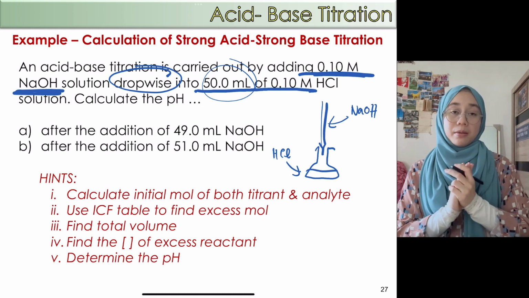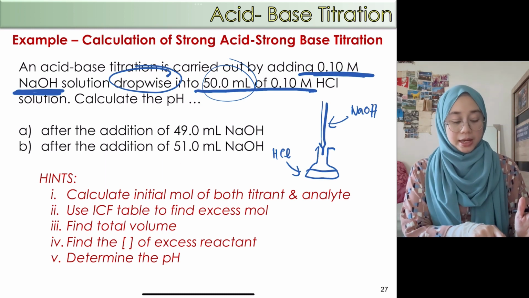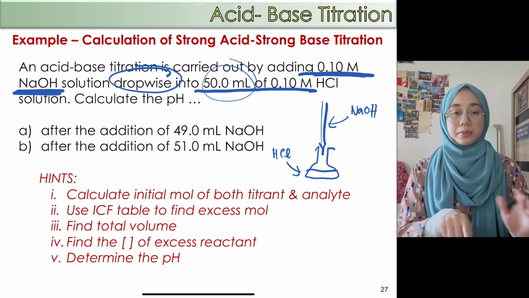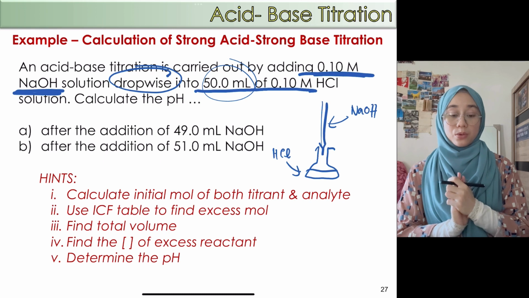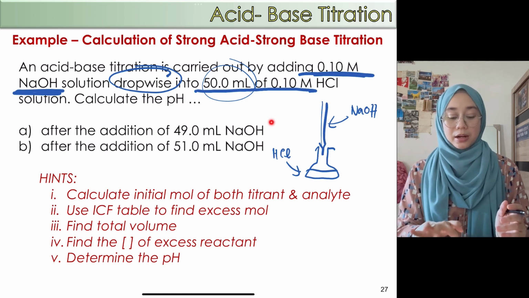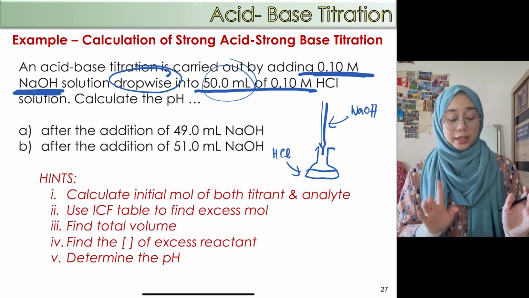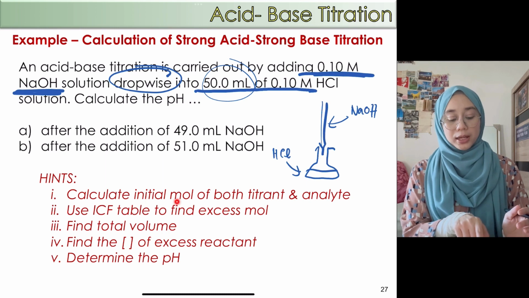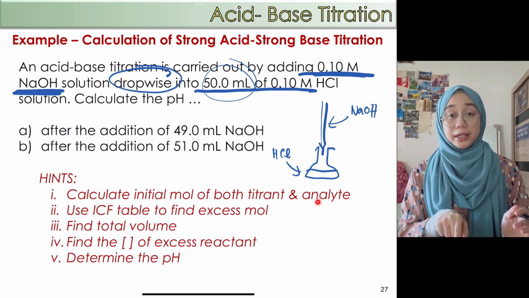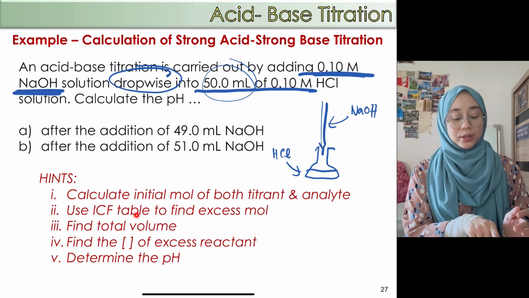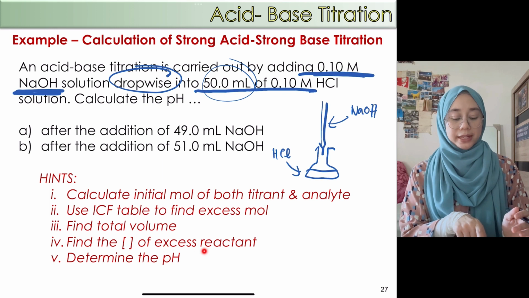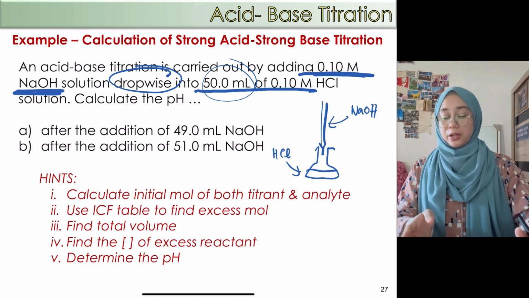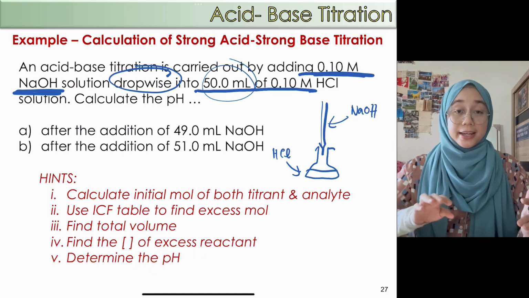Okay, so ada beberapa hint yang Miss bagi kat sini. As long as you follow these steps carefully, you should be able to answer the pH value lepas kita dah tambah volume yang ni. First one, we have to calculate the initial mole of both titrant dengan analyte. Then use the ICF table to find the excess mole, and then find the total volume, and then find the concentration of excess reactant, and then determine the pH. Hopefully ruang yang ada ni akan cukup lah.